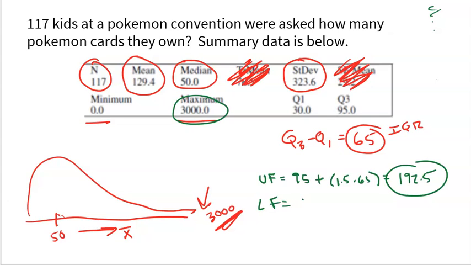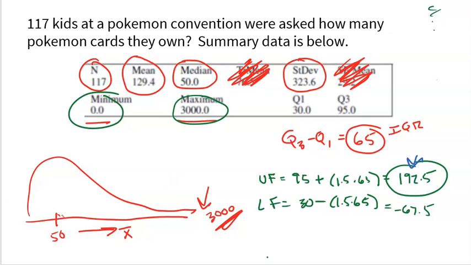The lower fence is going to be Q1, 30, minus 1.5 times the IQR. So 30 minus 1.5 times 65 is negative 67.5. Now it's negative, and clearly nobody owns a negative amount of Pokemon cards. The lowest was 0, so there were clearly no values below 0. So there are no lower outliers, because nothing in the data is lower than negative 67.5 since the min is 0. All right, so I know for sure there's one outlier at 3,000. Could be more, but without the data, I don't know. If I did have all the data in front of me, anything greater than 192.5 is an outlier.